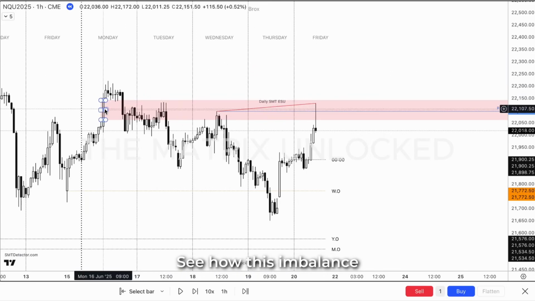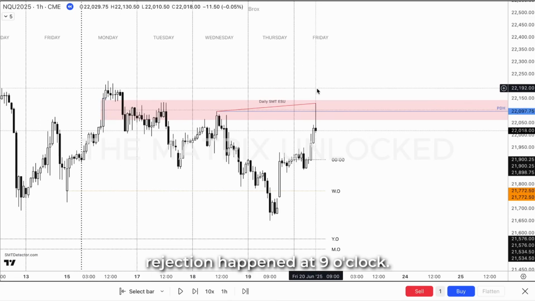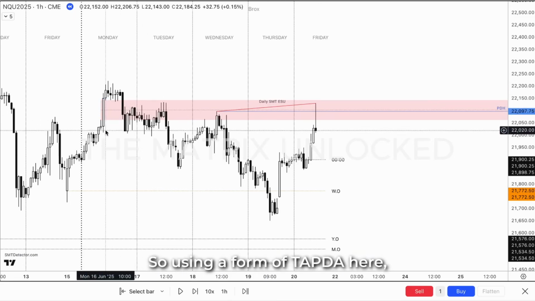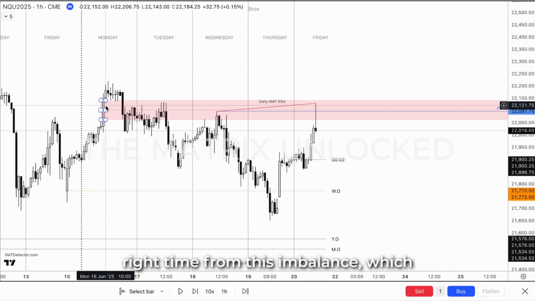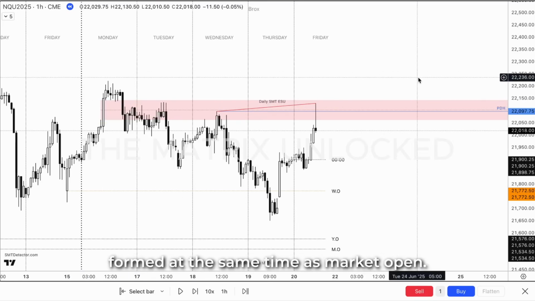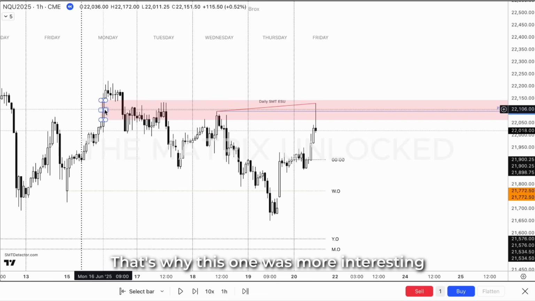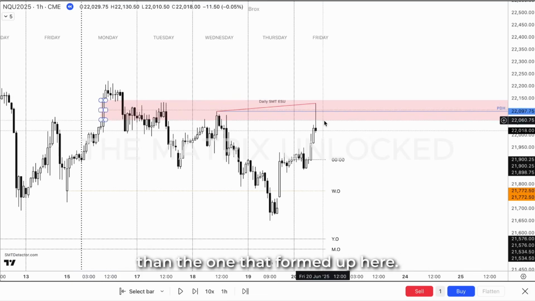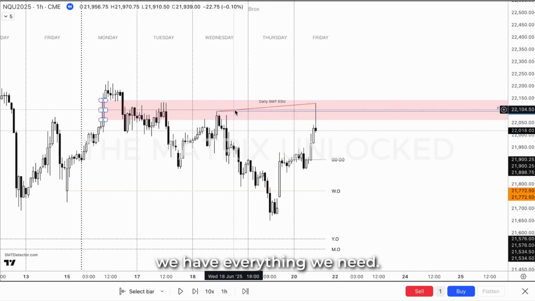See how this imbalance formed at 9 o'clock and this rejection happened at 9 o'clock. So using a form of TAPTA here, you can see that price reacted perfectly at the right time from this imbalance, which formed at the same time as market open. That's why this one was more interesting than the one that formed up here. So now that we have our point of interest being reached, we have everything we need.